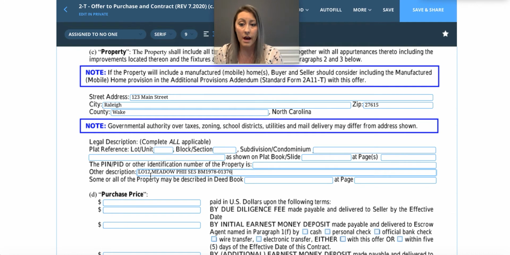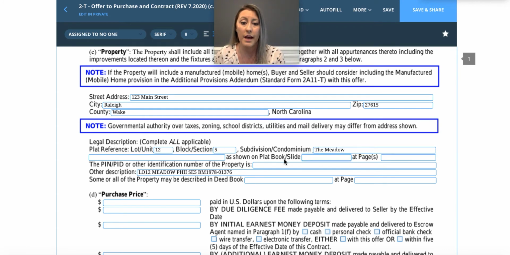So LO is lot, and it says lot 12. So we know that right here we can just put in 12. This one says block and section. Not all of them have this in the legal description, but this one does. And this is right here, SE5, so that means section 5. And then the subdivision, meadow. Sometimes it doesn't put the full subdivision name in the legal description, so I'm going to put the meadow.